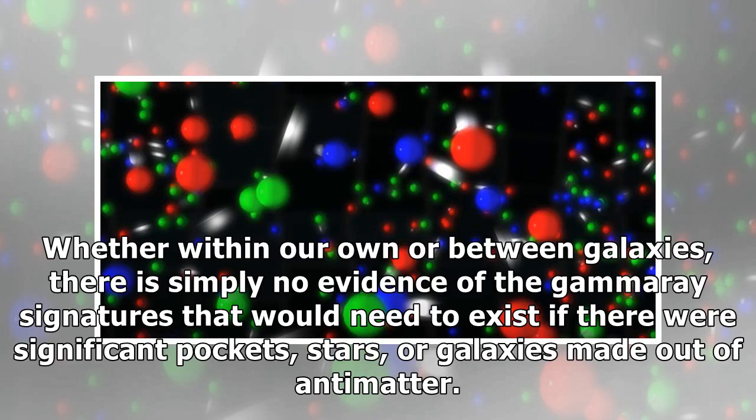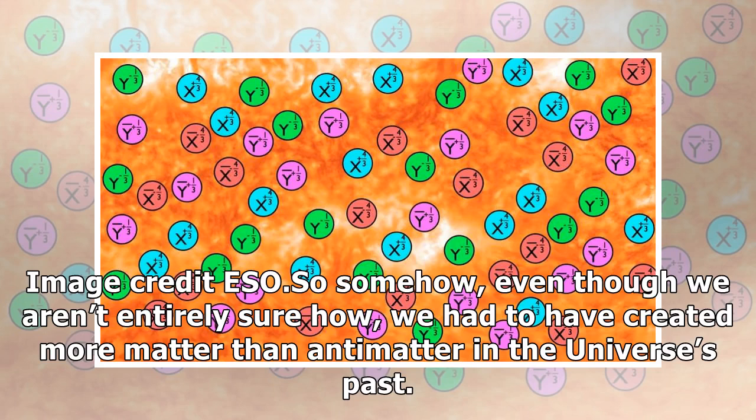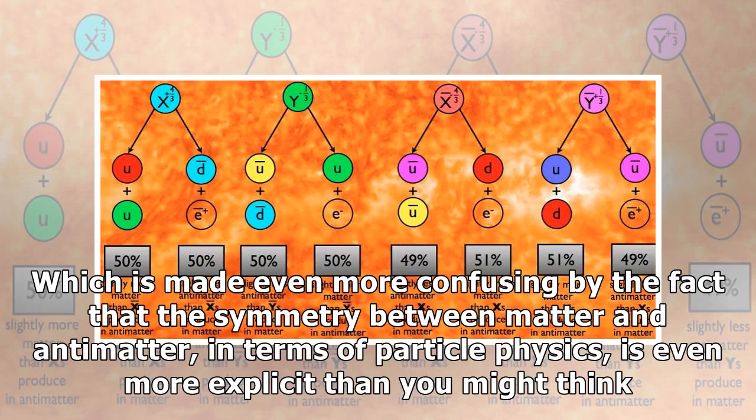Whether within our own or between galaxies, there is simply no evidence of the gamma-ray signatures that would need to exist if there were significant pockets, stars, or galaxies made out of antimatter. So somehow, even though we aren't entirely sure how, we had to have created more matter than antimatter in the universe's past.